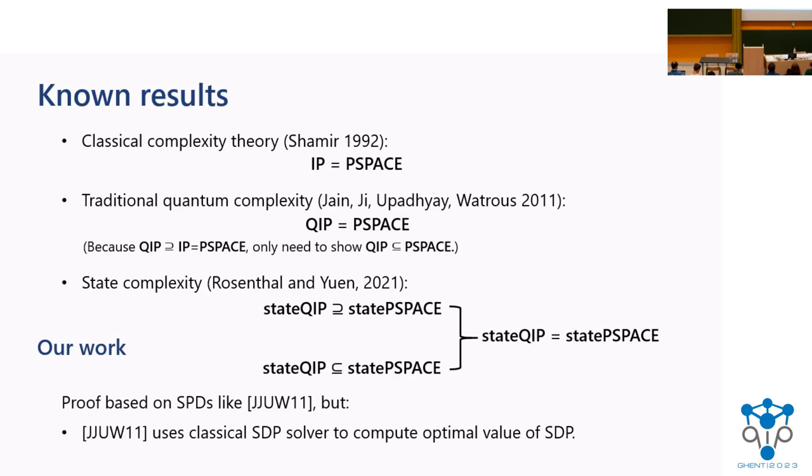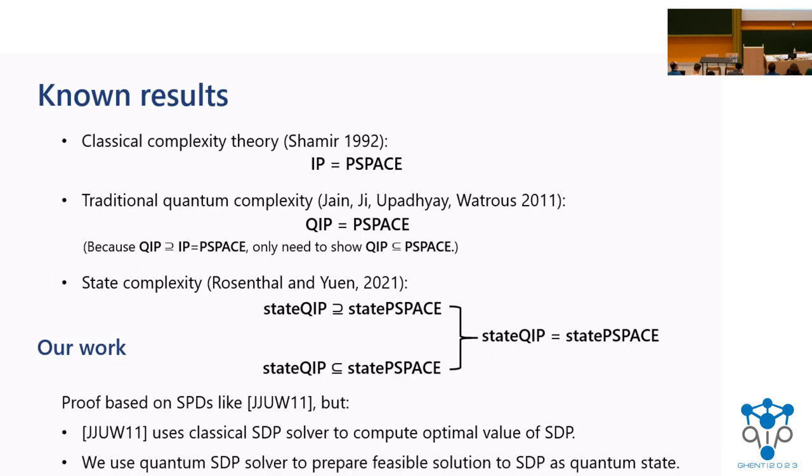But in the state complexity setting, the output that we want is an actual quantum state. So we can't just use some classical solver on some SDP, it doesn't even type match, right? So what we do instead is we have some quantum SDP solver which physically prepares a feasible solution to such an SDP as a quantum state. What I mean by that is it prepares some quantum state whose density matrix is a feasible solution to that SDP.